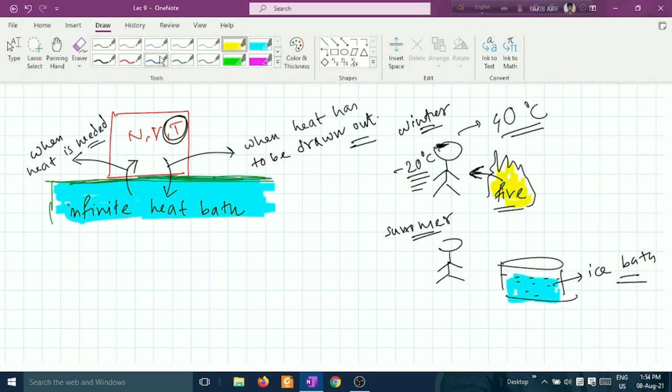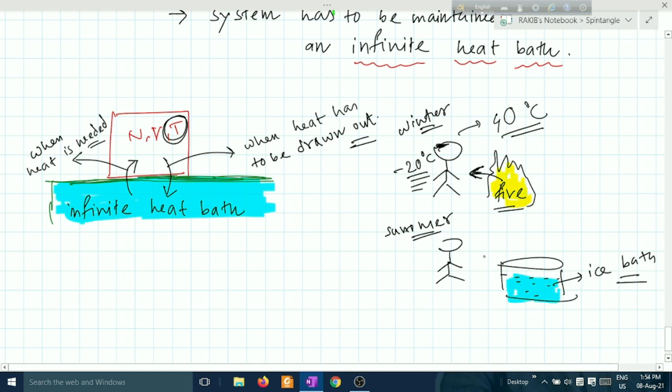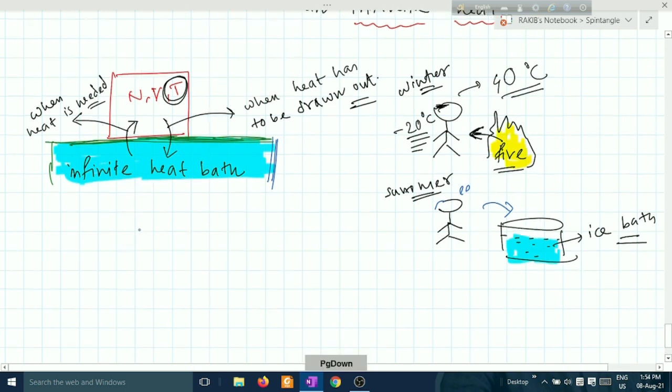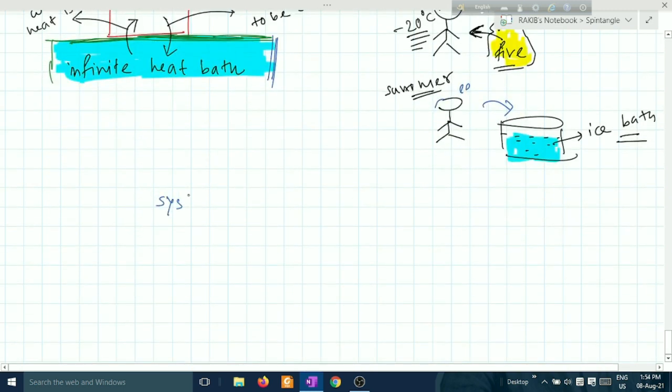So when you feel hot, you jump into the ice bath, and the ice bath tries to maintain your body temperature, which is lower than the atmospheric temperature. This is the work of the infinite heat bath. The infinite heat bath does both of the things. The system in this case is called a closed system, but not isolated.